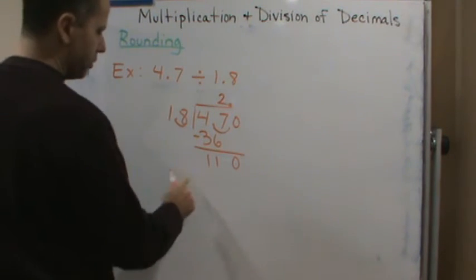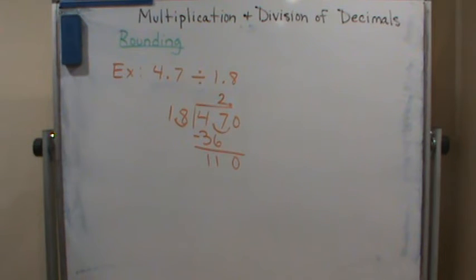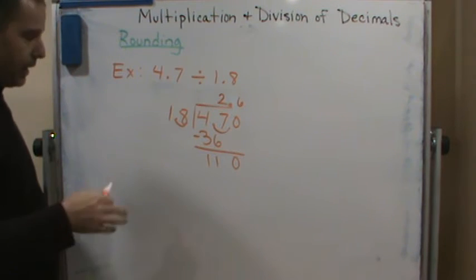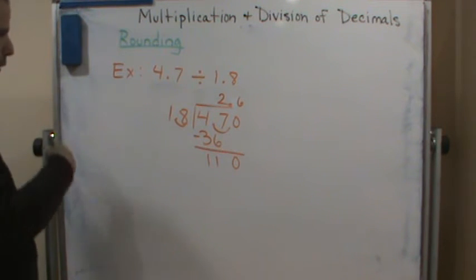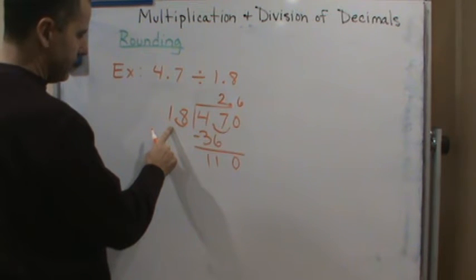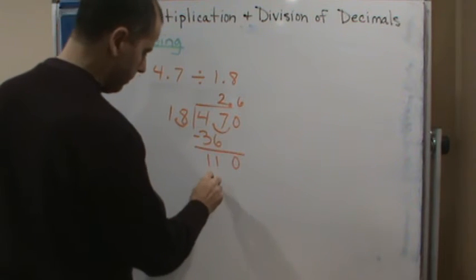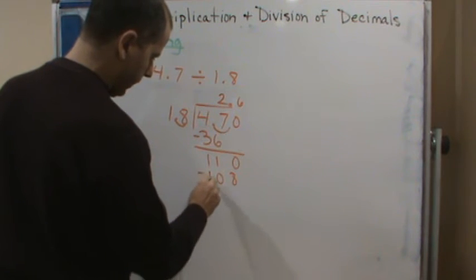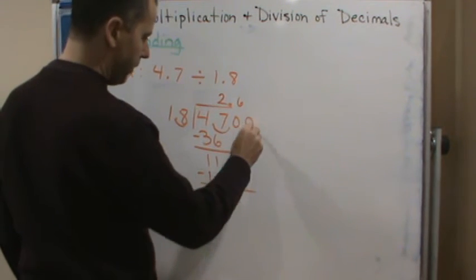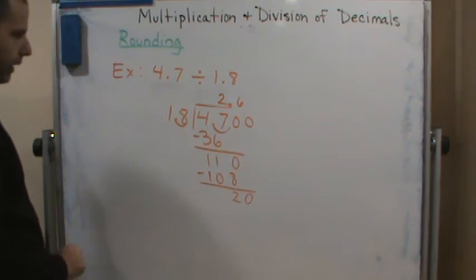So 18 goes into 110. How many times? This is going to be 6, right? So again, you try to estimate. Sometimes you're off a little bit, you have to redo, but 6 times 18 is 60 plus 48, which is 108. And I subtract, and I'm going to get 2. And then I'm going to drop down another 0, and I get 20.